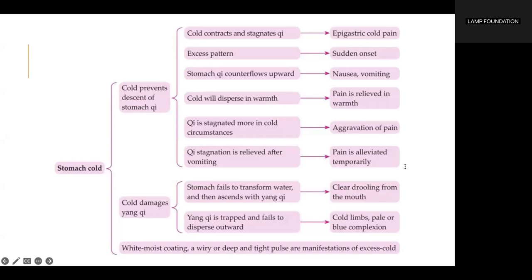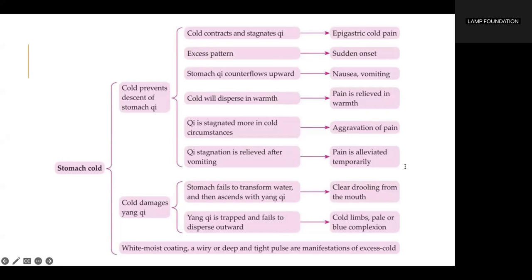Clinical manifestation: sudden epigastric pain, which is aggravated by cold and alleviated by warmth. Nausea, vomiting, pain, which is relieved temporarily after vomiting, a bland taste in the mouth and lack of thirst, or clear drooling, which is excess salivation. Pale or blue complexion, cold limbs, a pale tongue with a white, moist and slippery coating, and a wiry or deep, slow, and tight pulse.